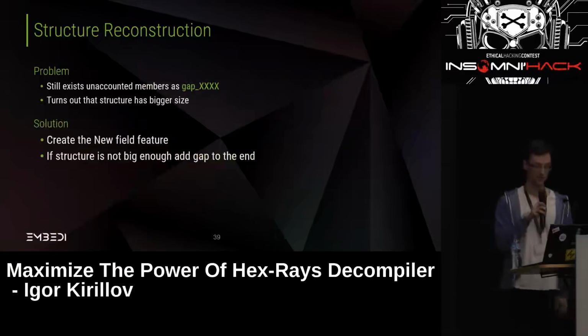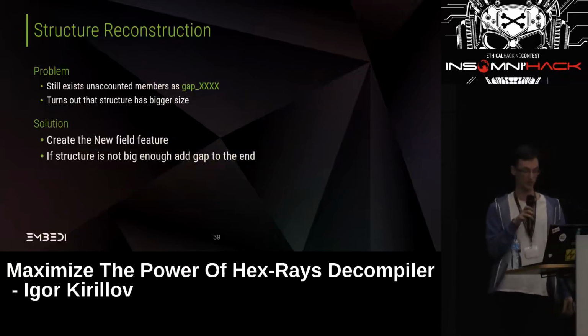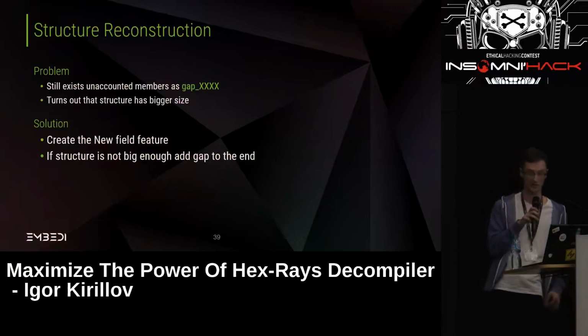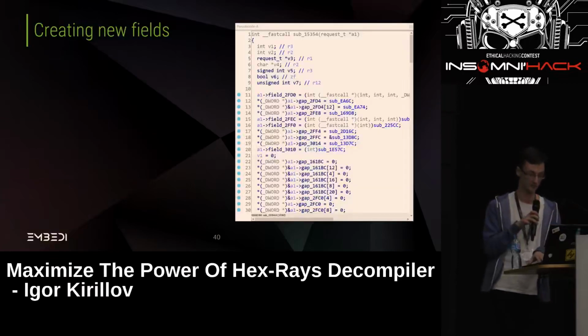Using the deep scan feature, we can achieve a broad coverage of places where the structure is used, but we might still miss some members. As you may remember, they have dummy names like gap with offset, and there is a way to define a type and name for those skipped members without spoiling the structure in the process. If it turns out the structure is not big enough, just add a dummy gap field to the end and use the same create new field feature.